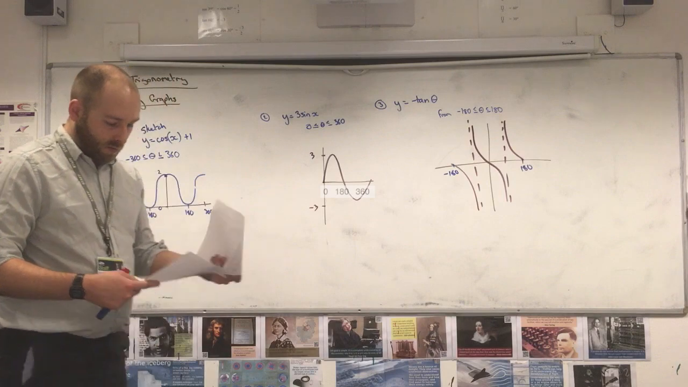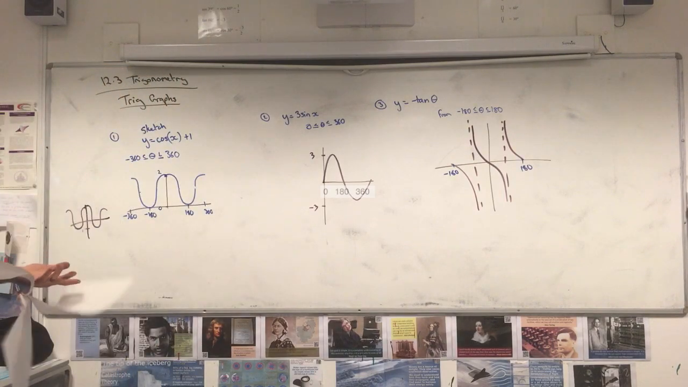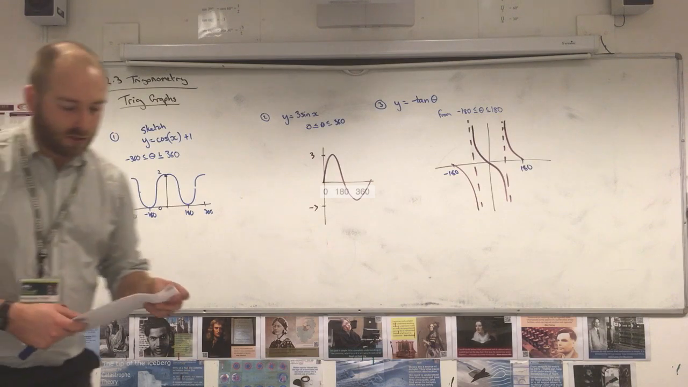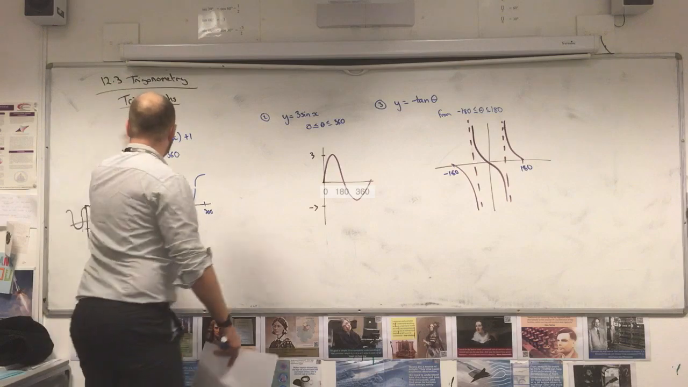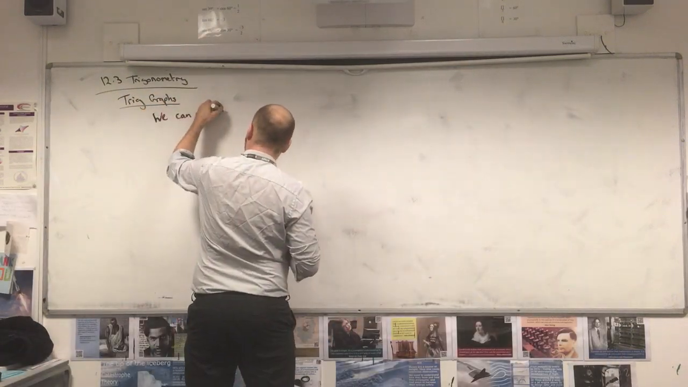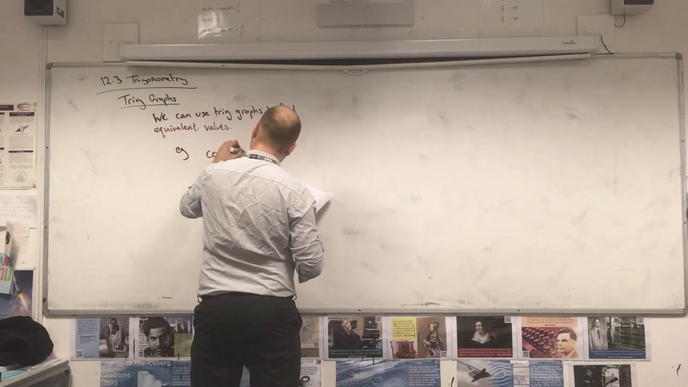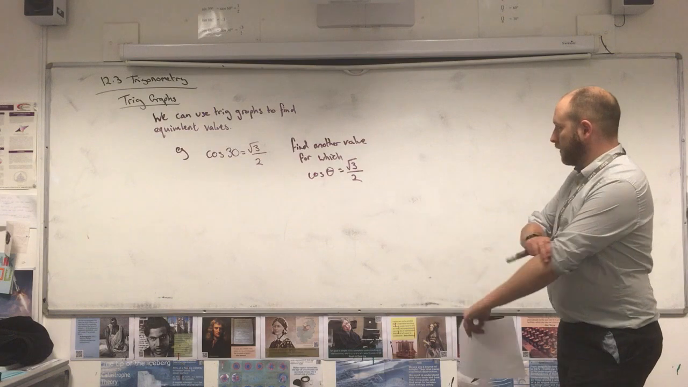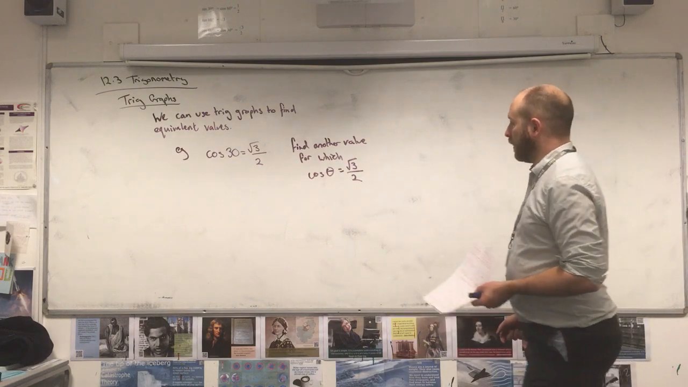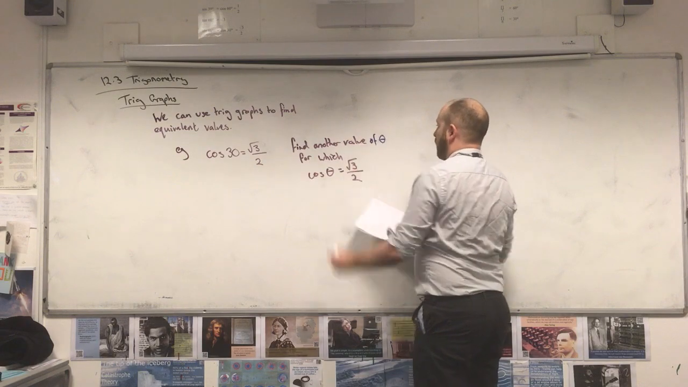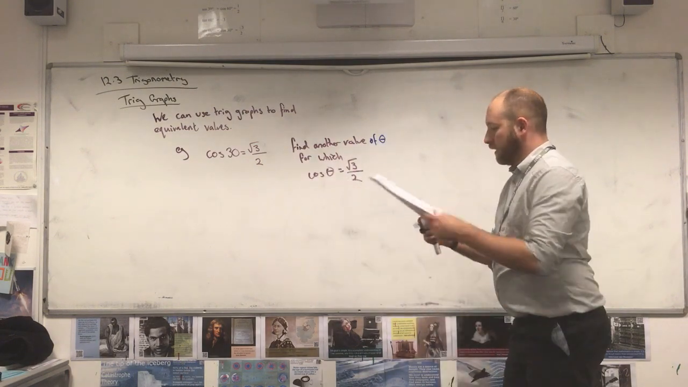Right, last bit we need to do this week is looking at equivalent values, which is going to tie in with what we're doing next week quite closely. So we're told cos of 30 is root 3 over 2. That's a fact. We're trying to find another value of theta for which cos of theta equals that.